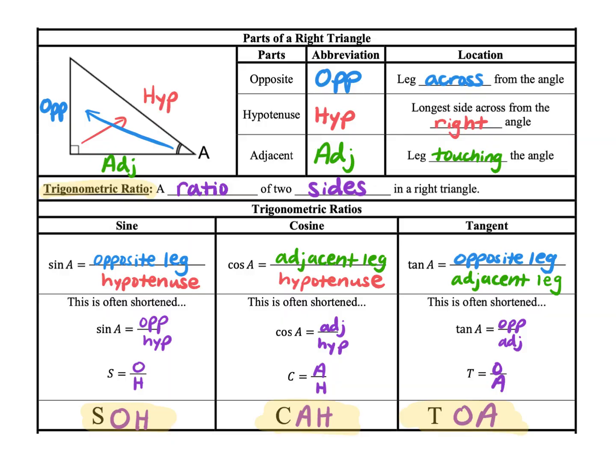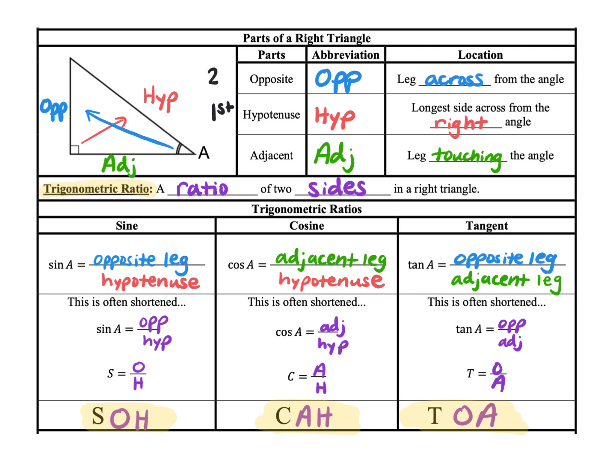Before we jump into the new example, let's just do a quick review of what we talked about in day 1 of this lesson. We began by talking about how to label the parts of a right triangle. This is going to be really important because it's going to help us figure out which trig ratio to use. So the 3 parts are listed there. We have the hypotenuse, opposite, and adjacent. I always do the hypotenuse first because that's the one that never changes. It's always across from the 90-degree angle.